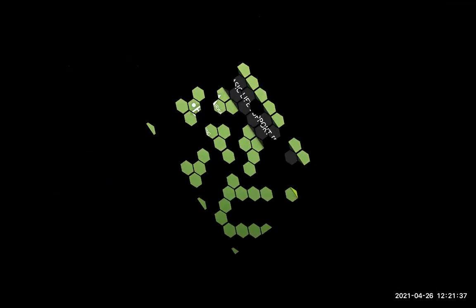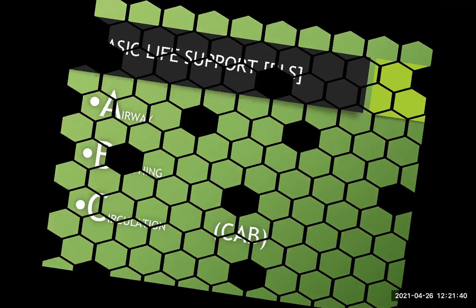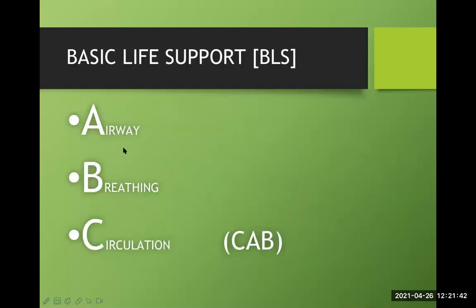Okay, see there. These are the different things we are going to learn here: airway management, breathing, and circulation. But according to the American Heart Association, the sequence is reversed now. We start from C first and then go to A and then B. Breathing is the least important these days. The most important is the circulation.